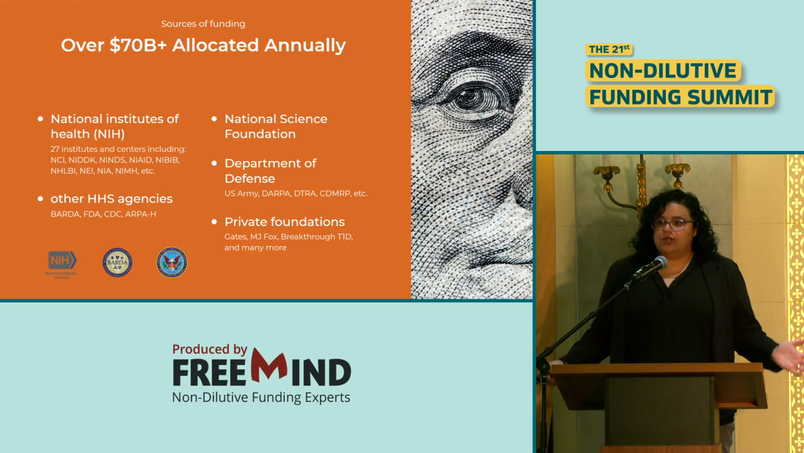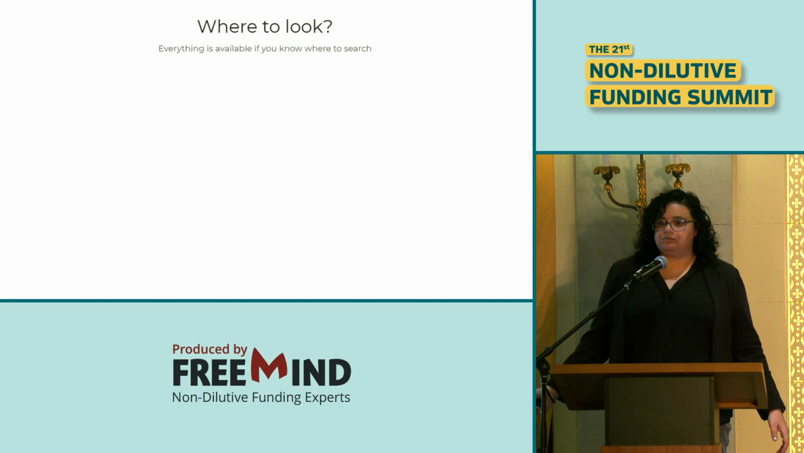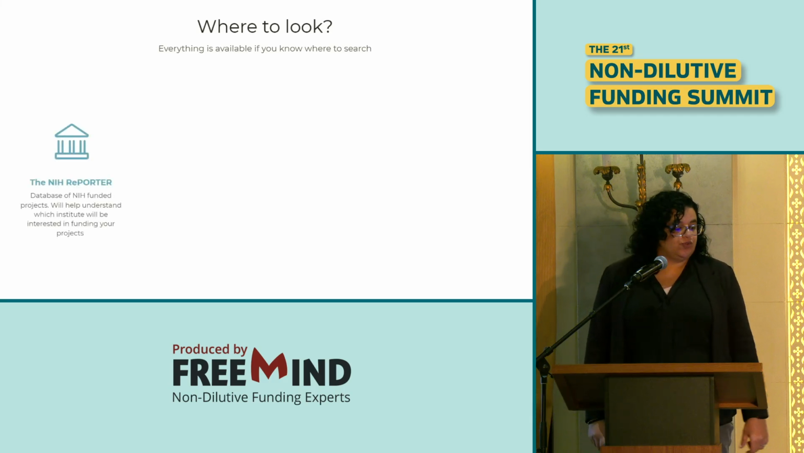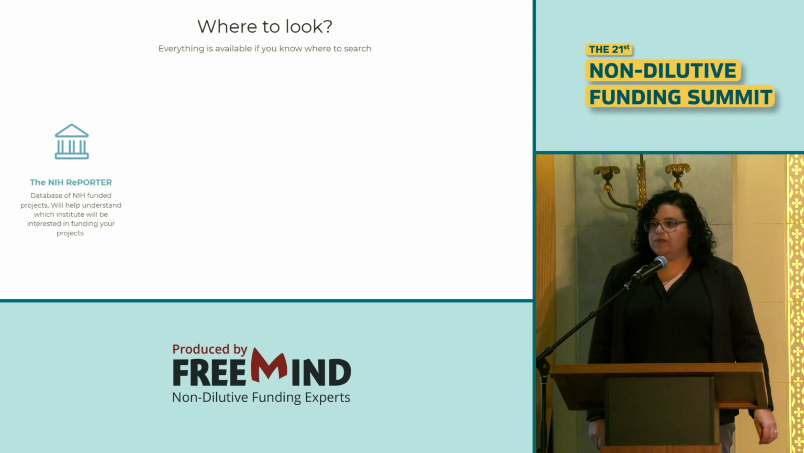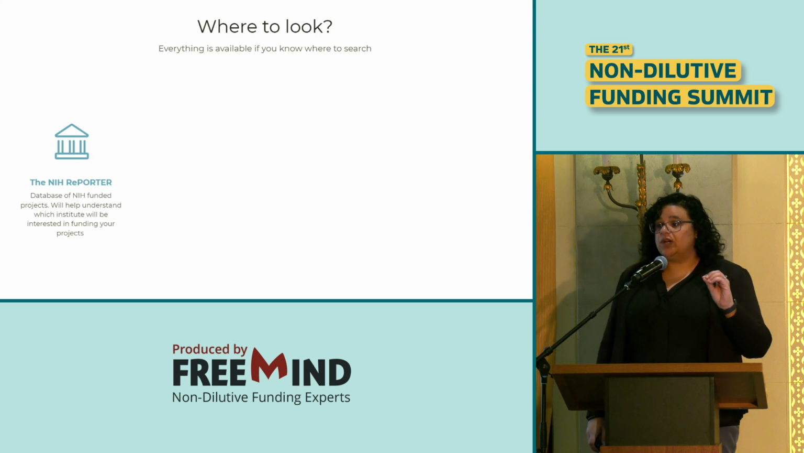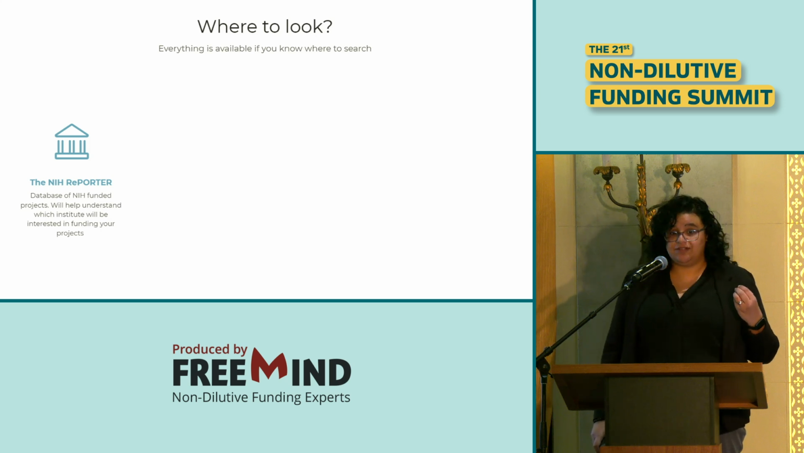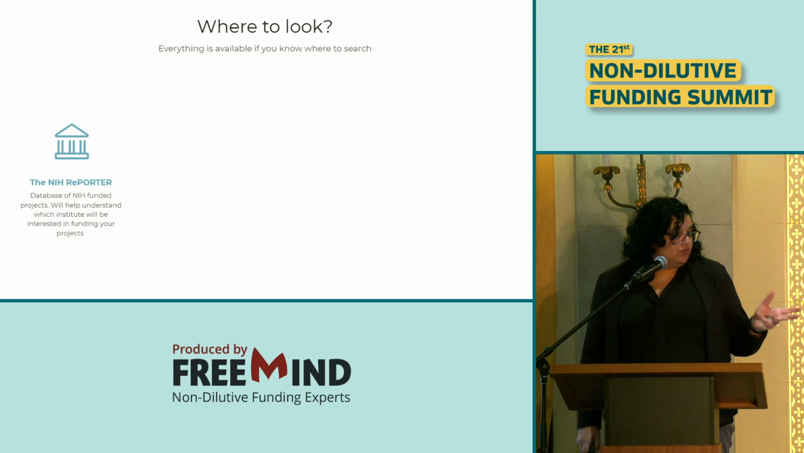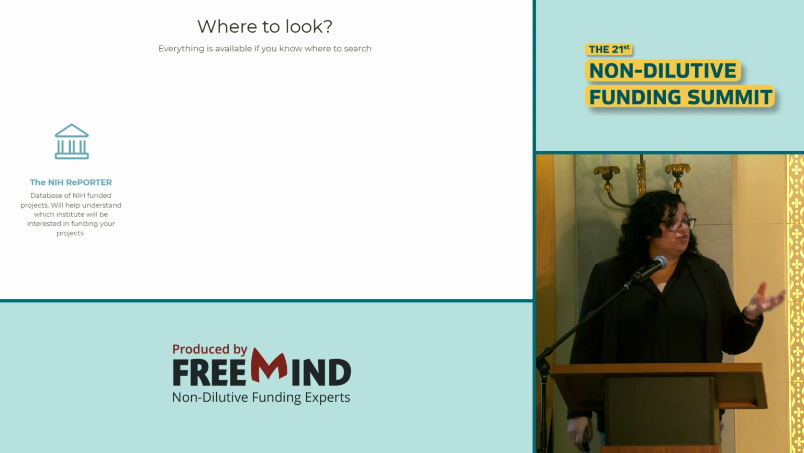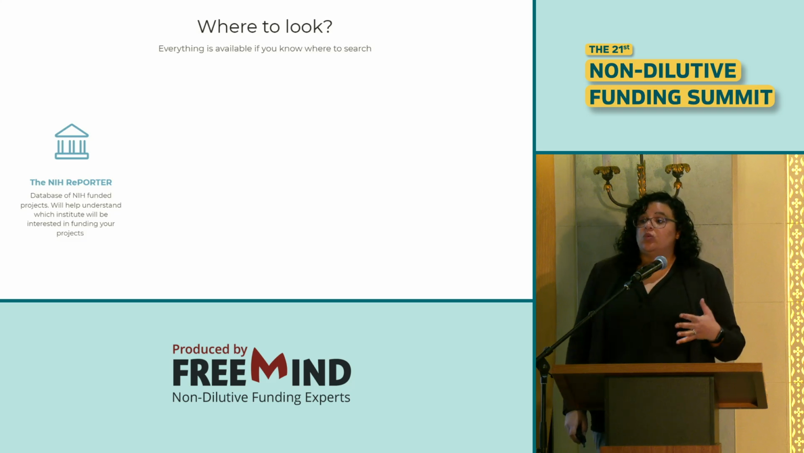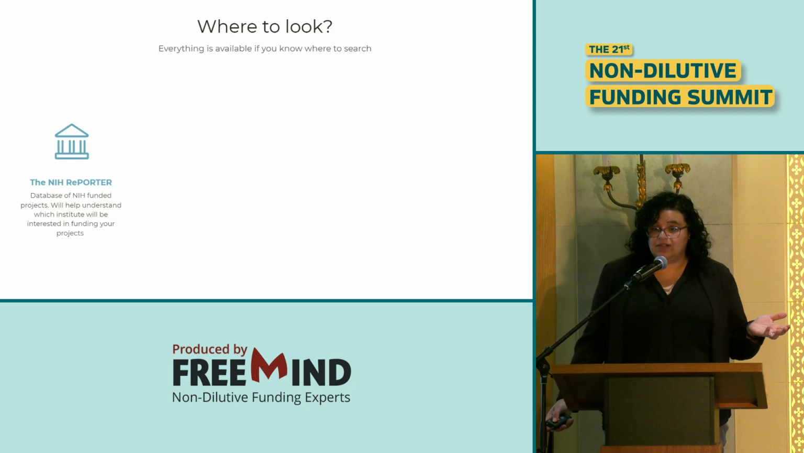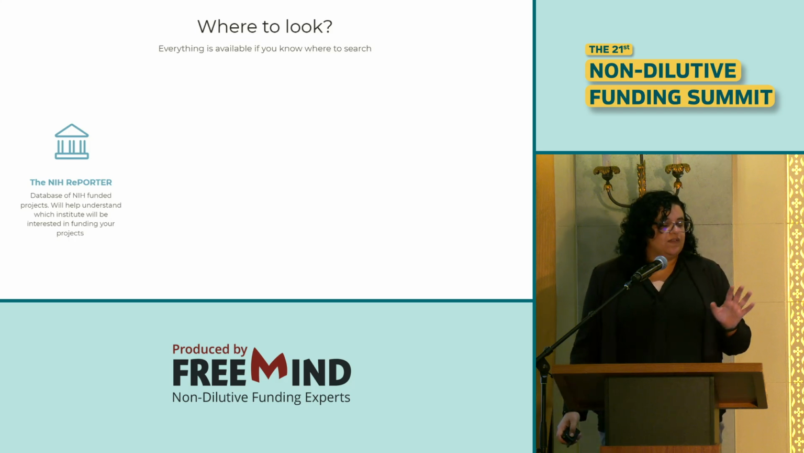So where to look? The first thing I suggest you do is go to the NIH reporter. You put your keywords, your indications, and then you can look at the grants that were previously funded for this specific indication. It can give you an idea of what they are interested in. Also, you can understand which of the 27 NIH institutes is interested in funding your project. So this is the first step.